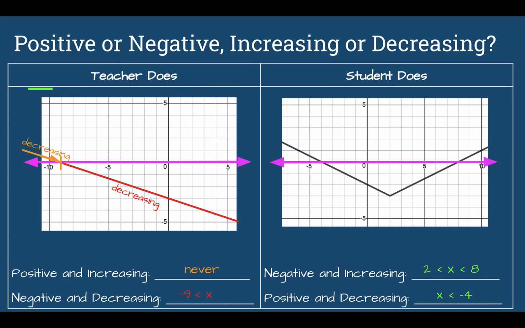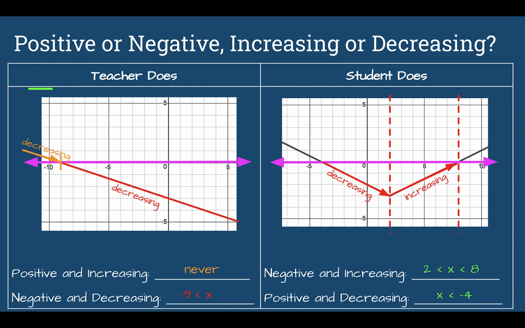So first, again, start with your positive and negative. It is negative below that line. And I want to know when it's increasing, so it decreases first, then increases, meaning it's only negative and increasing between those two dashed lines. So what interval is that? It started at 2, it ends at 8. So our interval would show x between 2 and 8.